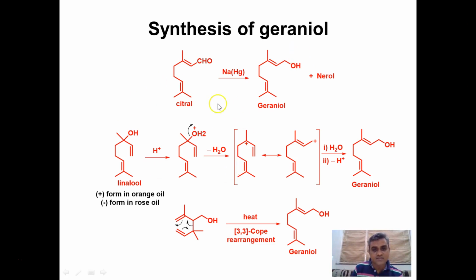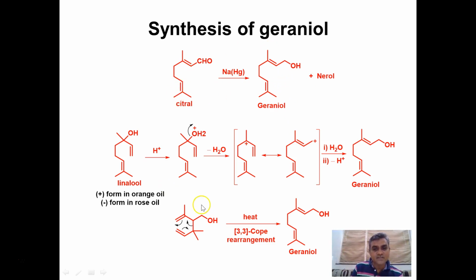There are various methods, some of them very interesting. Citral on reduction with sodium amalgam gives geraniol, and a small quantity of nerol is also obtained. In the incoming slides, we will talk more about geraniol as well as nerol. At that time, we will write the structure here. So this is one method of obtaining geraniol. Simple reduction of citral gives us geraniol.